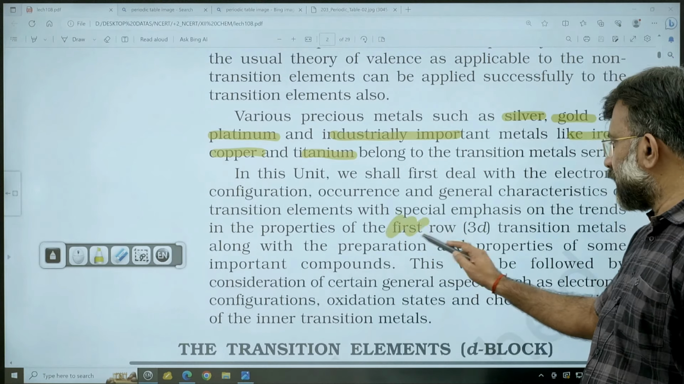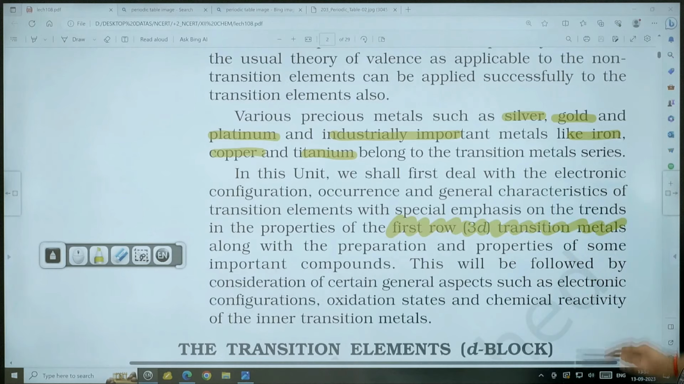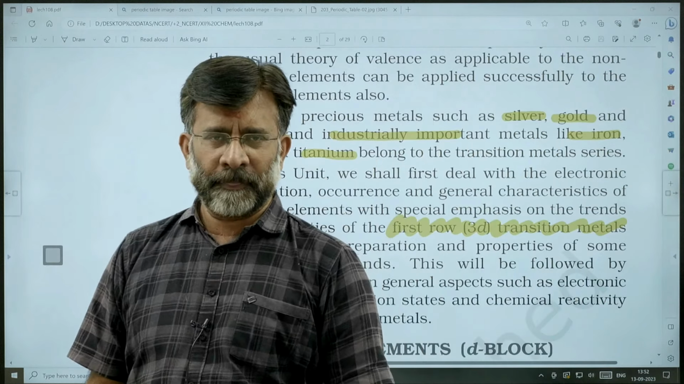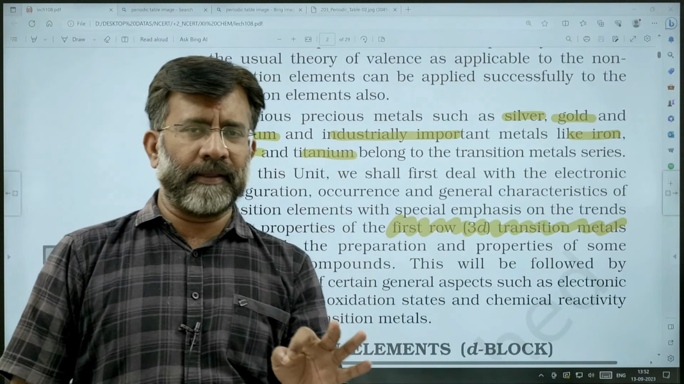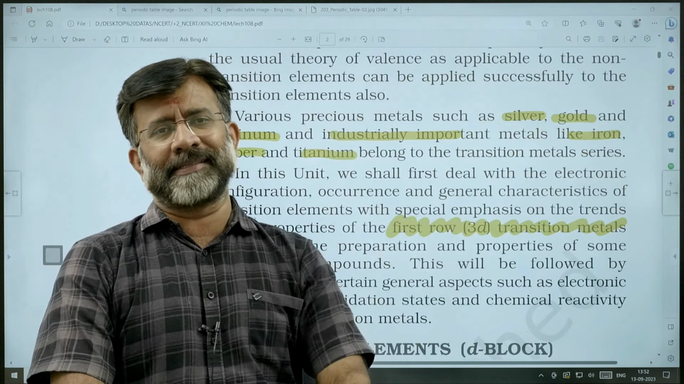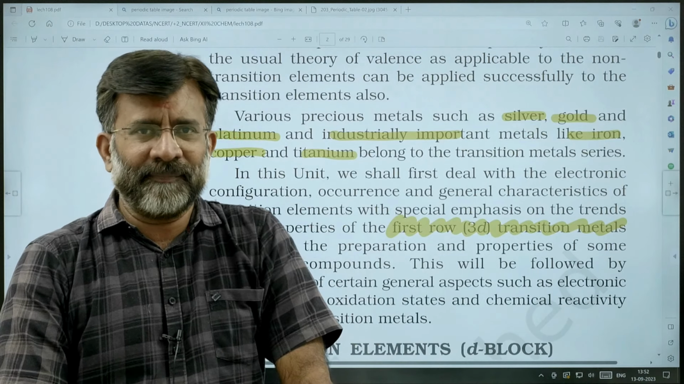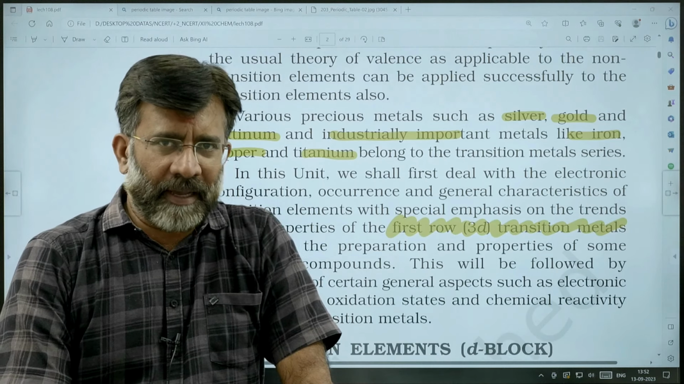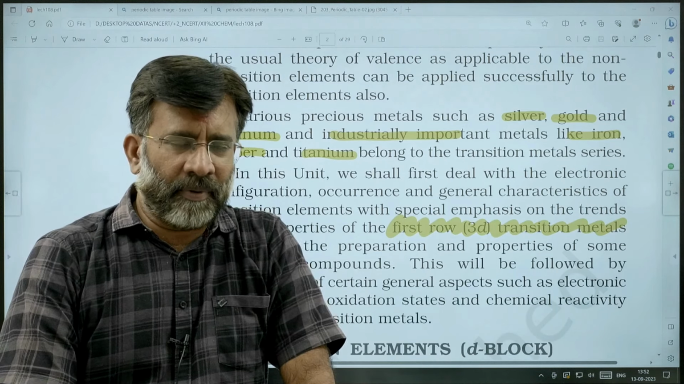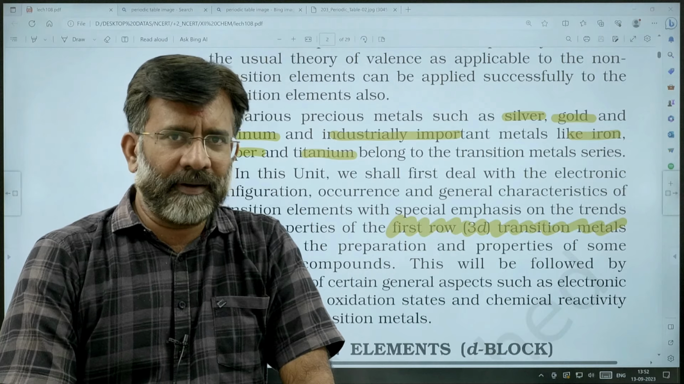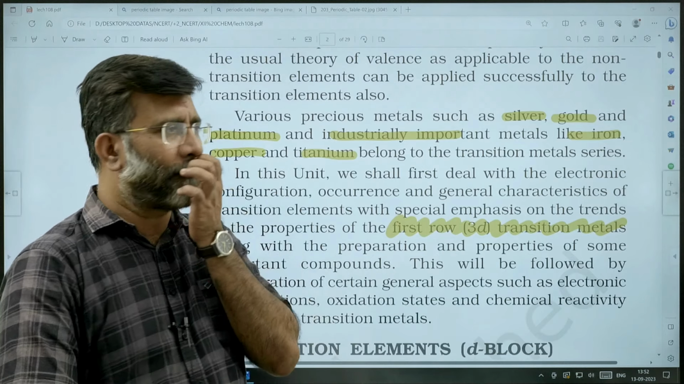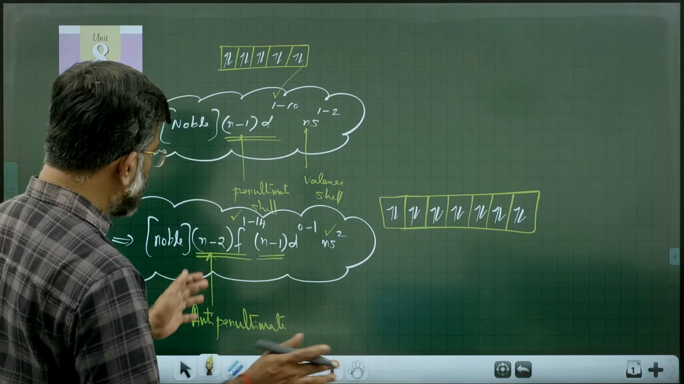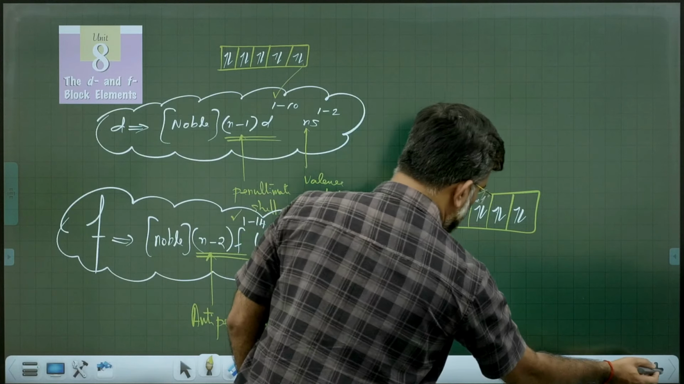The first row series, we call it the 3d transition series. Which are the first series? Atomic number 21 scandium to atomic number 30 zinc. Which are all the elements? Scandium, titanium, vanadium, chromium, manganese, iron, cobalt, nickel, copper, zinc. Exactly. And it's quite interesting to see their arrangement, electronic configuration and their group.